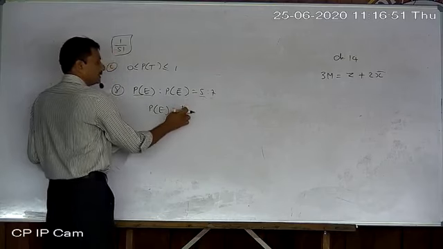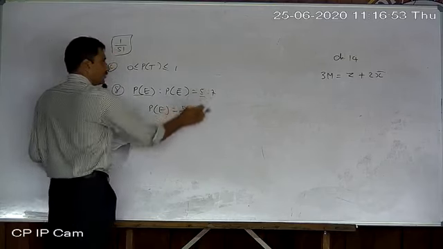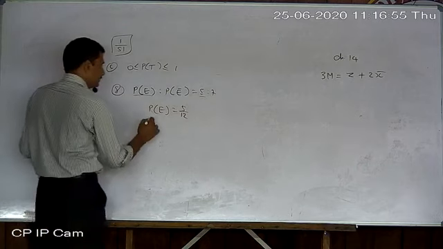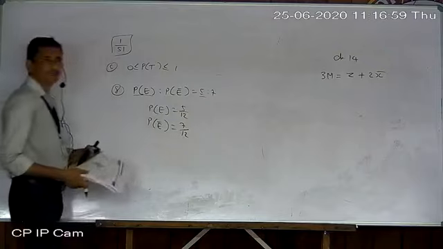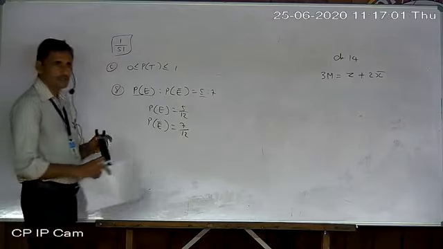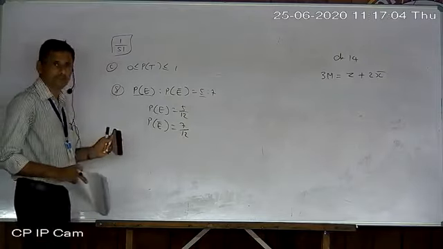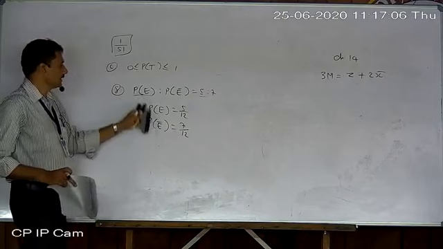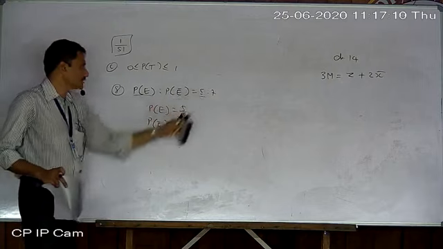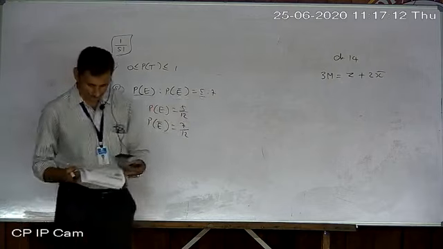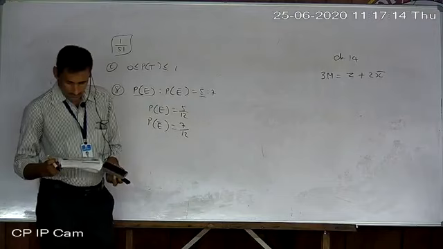Why? Its number upon total. Suppose you were asked P of E bar, then it would be 7 upon 12. You understand, directly without that method, you can give the answer. P of E means its own number upon total. P of E bar, its own number upon total.